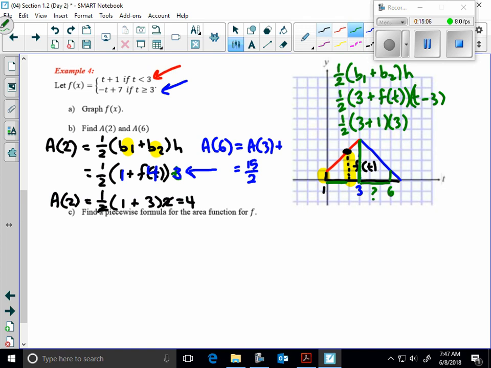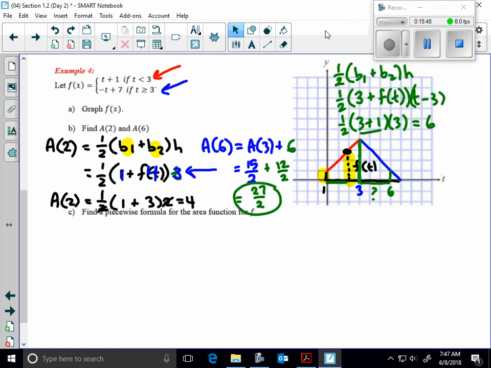So simplifying this, I get 4 times 3 is 12. 1/2 of 12 is 6. So it looks like I get 6 here. 6 is 12 halves. Okay, if 6 is 12 halves, let me make sure I did this right. So 3 plus 1 is 4. 4 times 3 is 12. 12 divided by 2 is 6. Well, I'm going to put it in simplest terms here. Here we go. So I get 27 halves for A of 6.